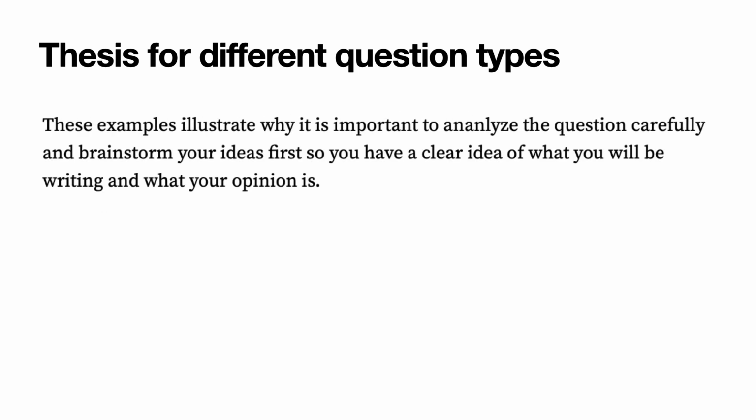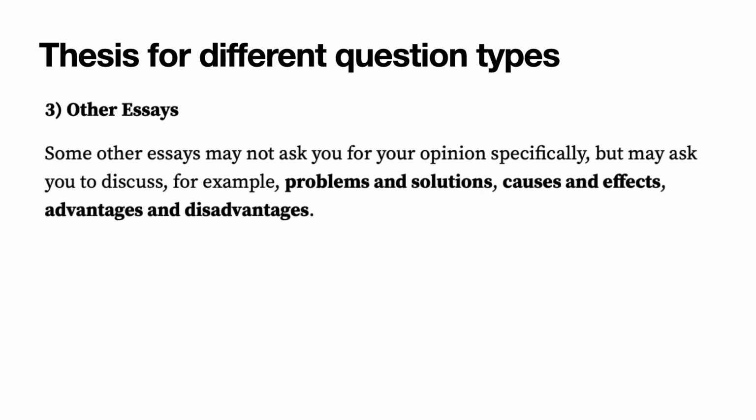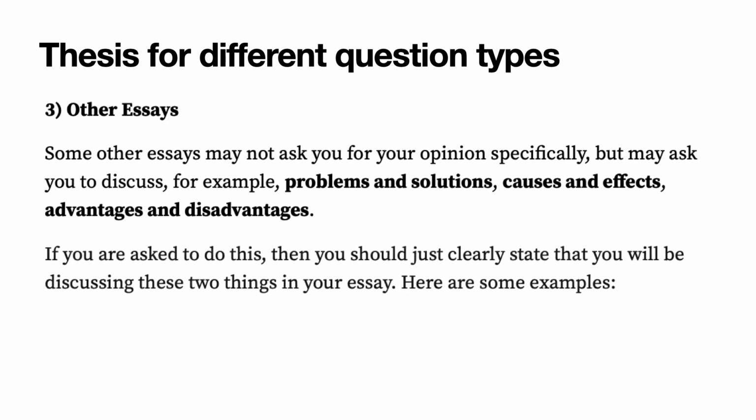So these examples illustrate why it's important to analyse the question carefully and brainstorm your ideas first, so you have a clear idea of what you will be writing and what your opinion is. Let's look at some other essay types. So some may not ask you for your opinion specifically, but they may ask you to discuss, for example, problems and solutions, causes and effects, advantages and disadvantages. If you're asked to do this, then you should just clearly state that you will be discussing these two things in your essay. So let's look at some examples.